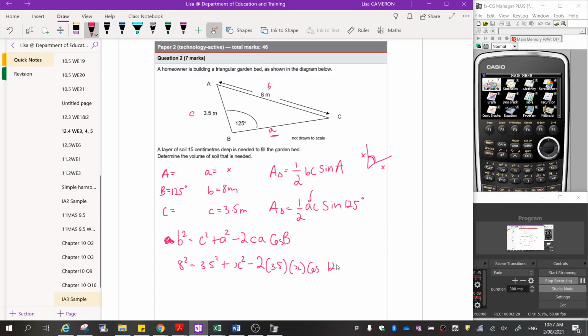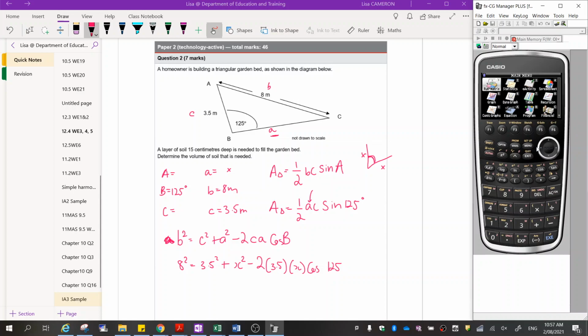Okay, so execute into our run matrix. Options, calc, Solve N. 8 squared is equal to 3.5 squared plus x squared minus 2 times 3.5 times x cos of 125, comma x. Now remember to put the comma x in because sometimes your calculators will do the wrong thing.